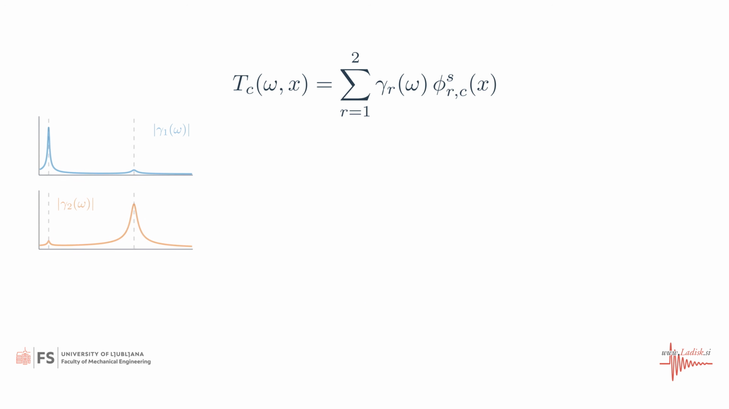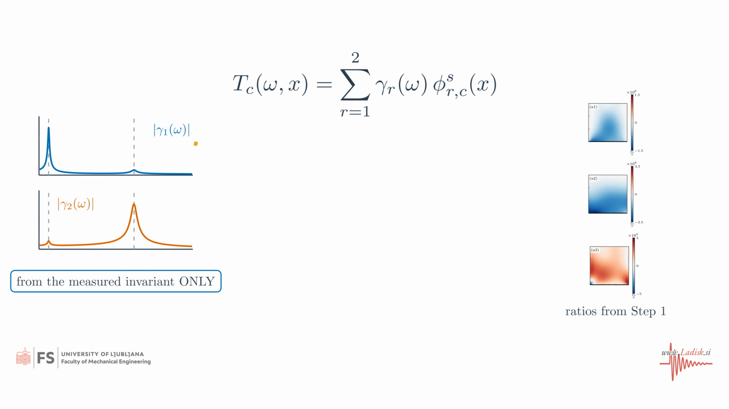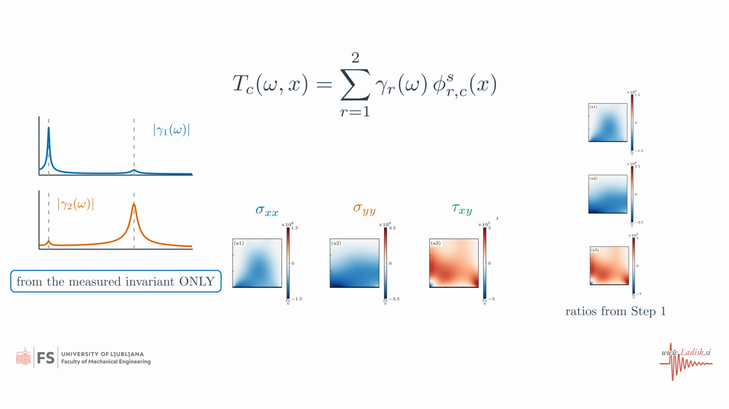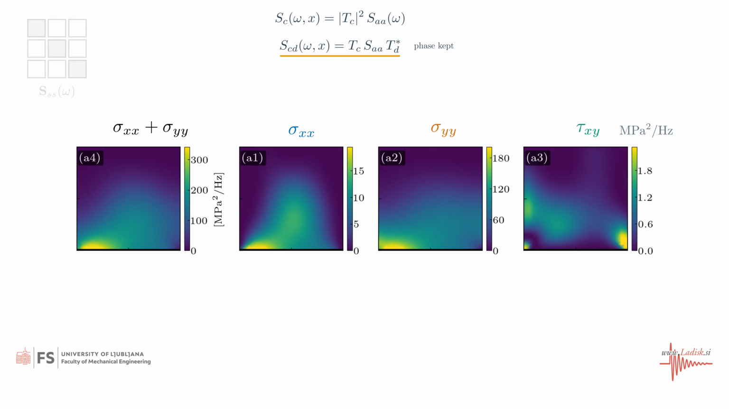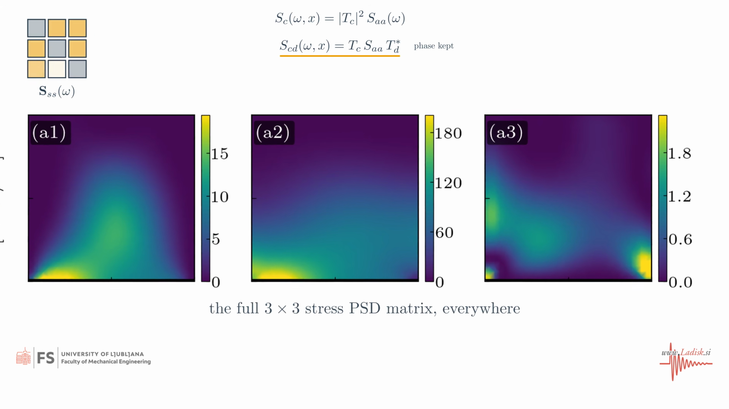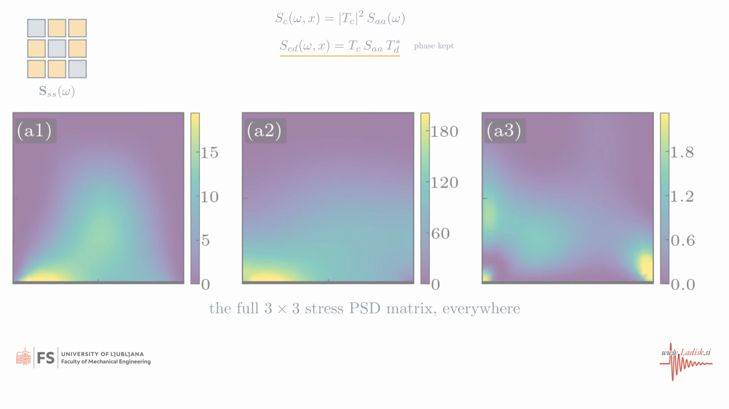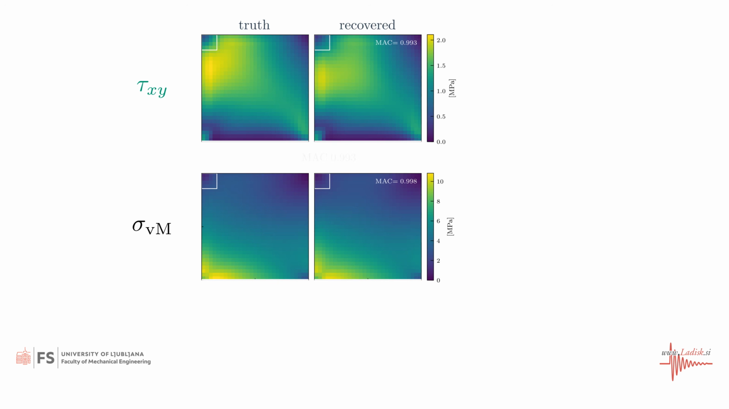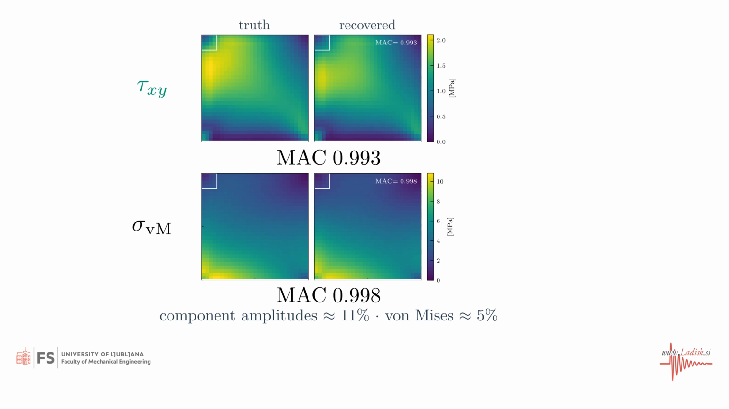The same 2 factors, expanded through each mode's fixed ratios, synthesize every component, even the shear the camera never measured. Scaled by the base acceleration spectrum, the maps are earned: the full 3x3 matrix, cross-spectra included. Against an exact numerical reference, the component amplitudes are recovered to roughly 11% and von Mises to 5%.